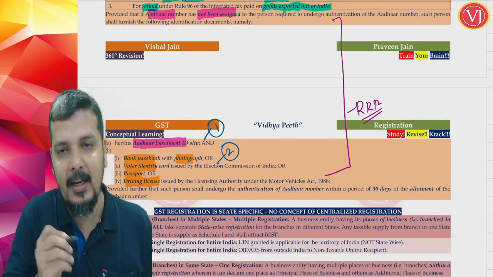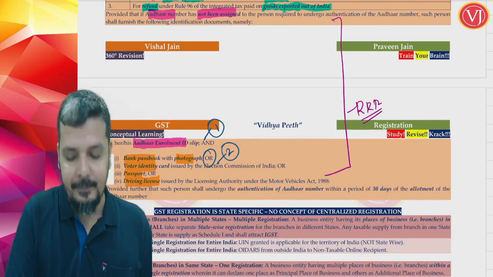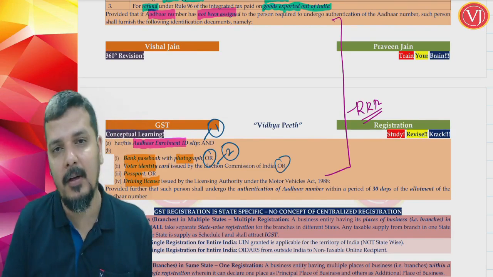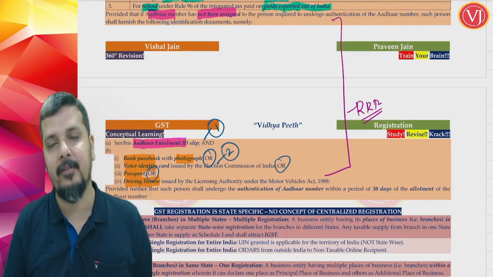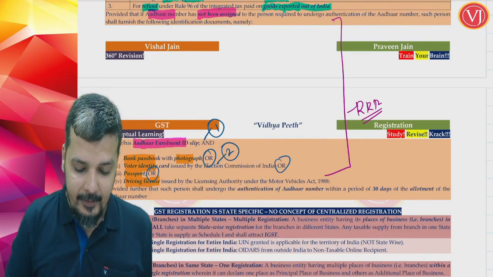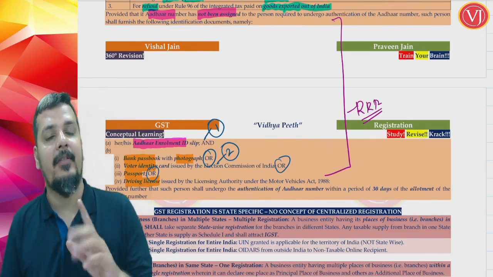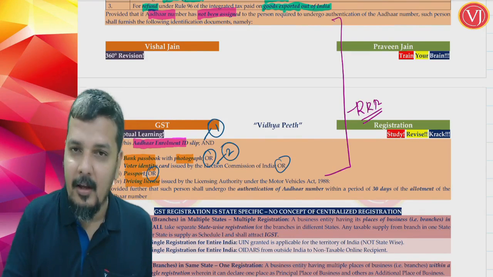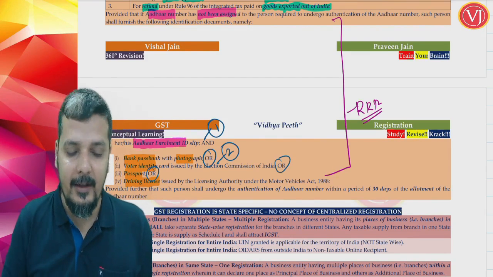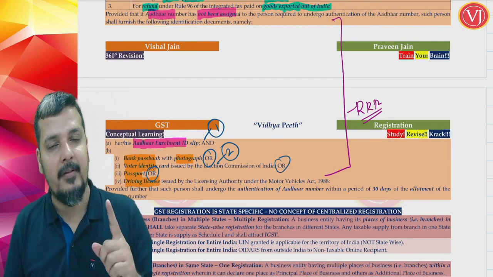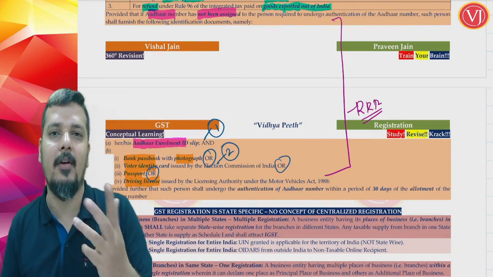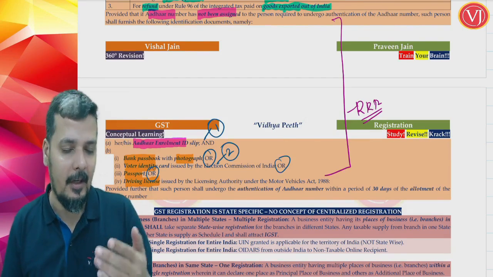Second proof can be any of the above: either your bank passbook with photograph, or your voter ID card, or your passport, or your driving license. In this case they are very specific. See, we are allowing you RRR without Aadhaar linking because you don't have Aadhaar. But one proof is that you have applied for Aadhaar. Second proof is your ID proof with photograph, any of the 4 cases.